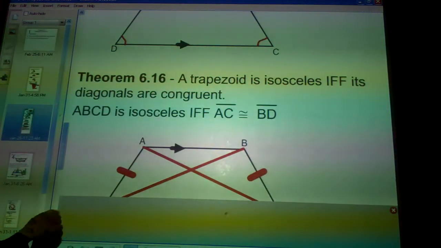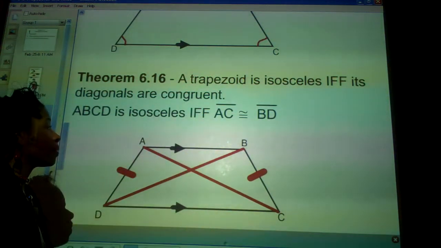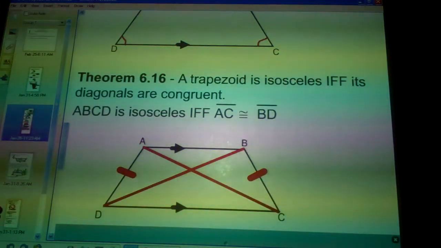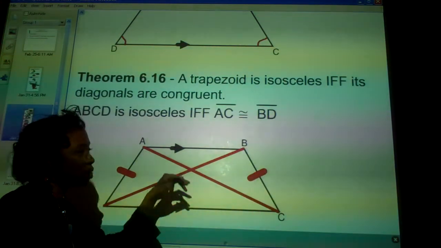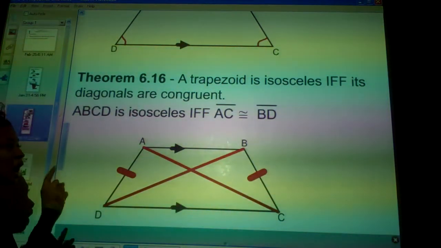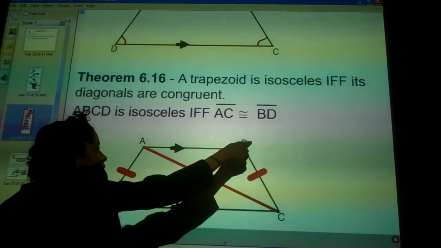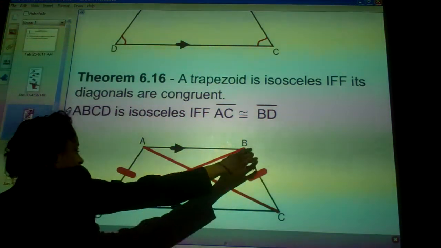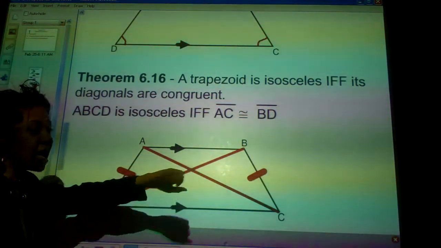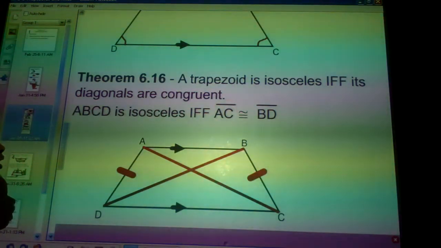You also know you have an isosceles trapezoid if and only if the diagonals are congruent. So again, I know this is a trapezoid because the two bases are parallel. AB is parallel to DC. However, I know it's an isosceles trapezoid because the diagonals AC and BD are congruent in length. AC equals the same length as BD. If that's the case, when the two diagonals are congruent on a trapezoid, then I know that this is going to be an isosceles trapezoid.